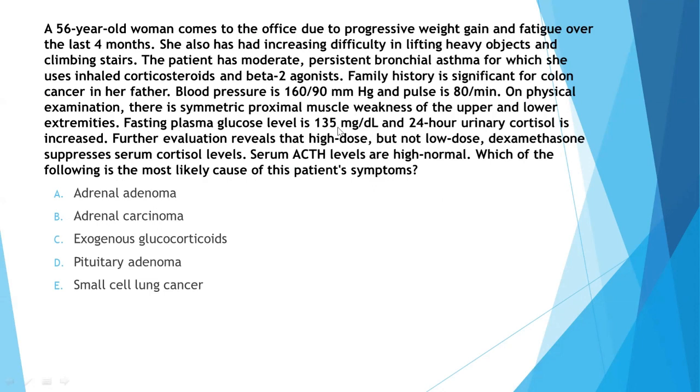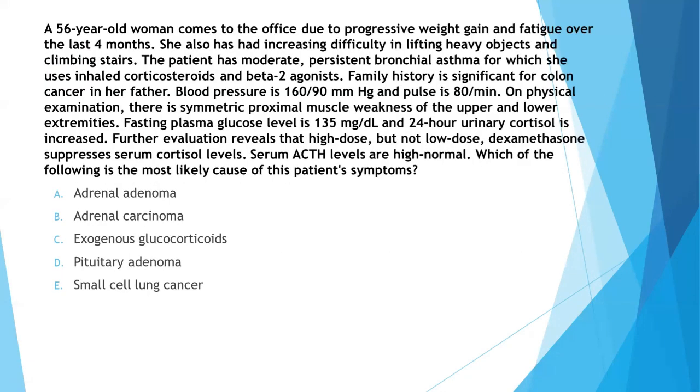Now, the fasting plasma glucose level is 135 milligrams per deciliter, and 24-hour urinary cortisol is increased. The further evaluation reveals that high dose but not low dose dexamethasone suppresses the serum cortisol levels. The serum ACTH levels are high normal. So which of the following is the most likely cause of this patient's symptoms? Adrenal adenoma, adrenal carcinoma, exogenous glucocorticoids, pituitary adenoma, and small cell lung cancer. Here you can just pause the video and think and try to answer yourself.